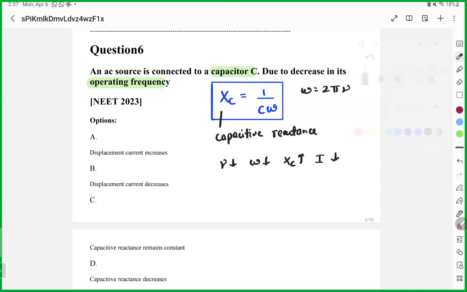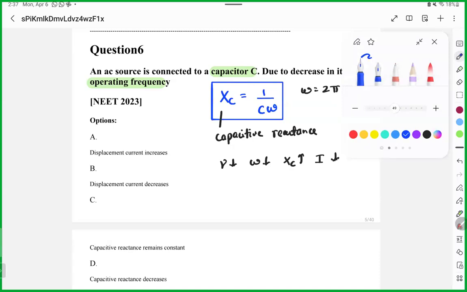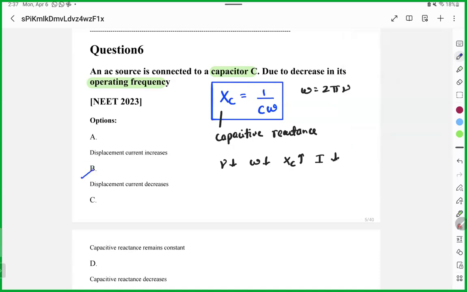Correct. So what should be the answer, Chandana? Was it really easy, guys? Simple formula, and all of you did this in class 12. Xc is equal to 1 by C omega. If frequency decreases, omega decreases, so Xc increases, which means current decreases. Why? Because if resistance increases, current will definitely decrease, right? It is a kind of resistance in a capacitor.